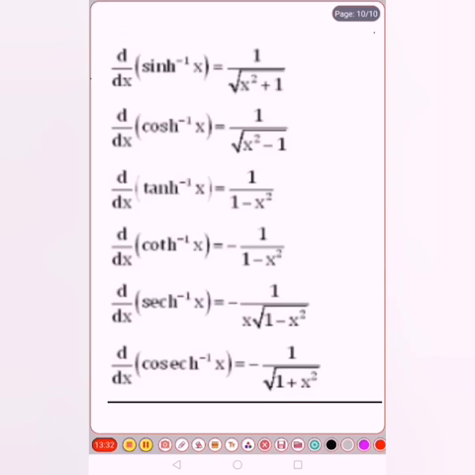Now again, d by dx of cot h inverse x is equal to minus of 1 by 1 minus x square. Next, differentiation of sec h inverse x is equal to minus of 1 by x into root of 1 minus x square. Next, differentiation of cosec h inverse of x is equal to 1 by root of 1 plus x square. Okay friends, all the differentiation formulas we have discussed.